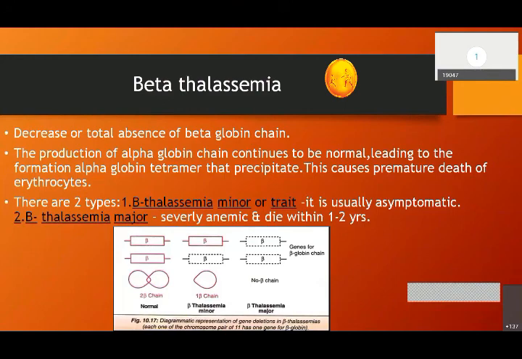and the individual will... Siddhi, you are not audible.